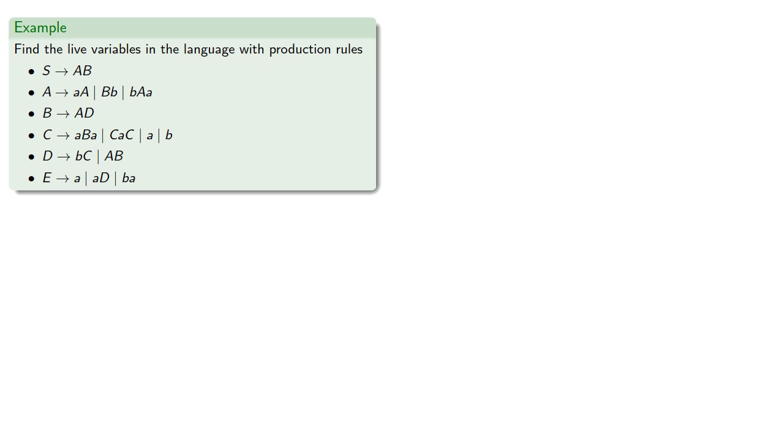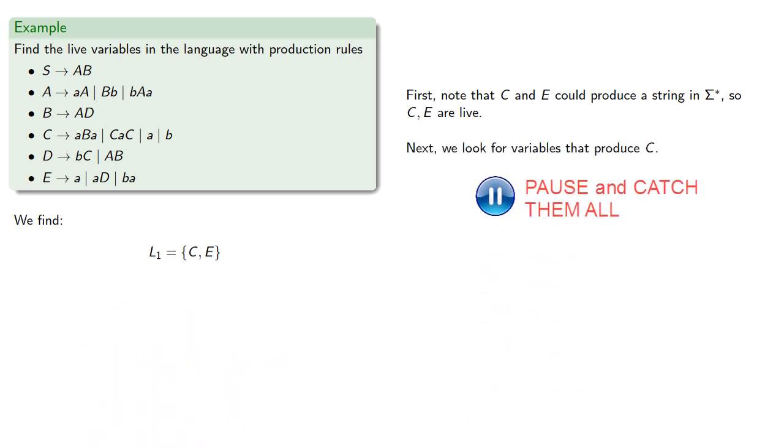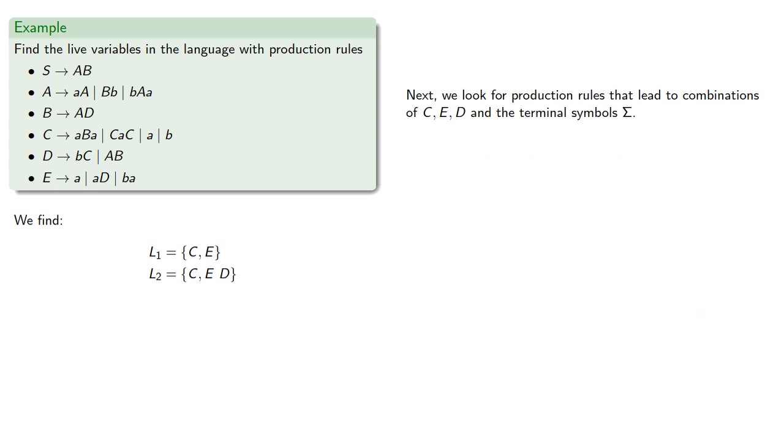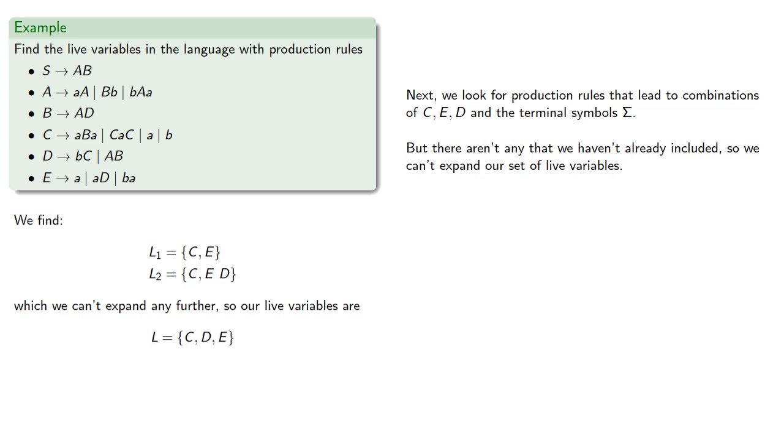So again, let's take a look at our grammar. So first we note that C and E could produce a string in sigma star, so C and E are live. Next, we look for variables that produce C. Since we have the production rule D produces BC, then D is in L2. We also look for variables that produce E, but there aren't any. Next, we look for production rules that lead to combinations of C, E, and D, and the terminal symbols. But there aren't any that we haven't already included, so we can't expand our set of live variables. And so our live variables are going to be C, D, and E.